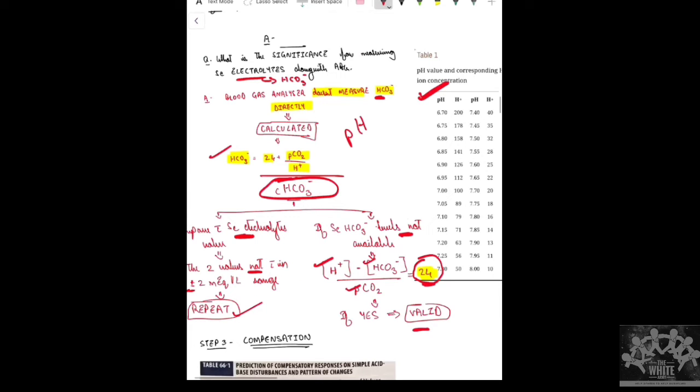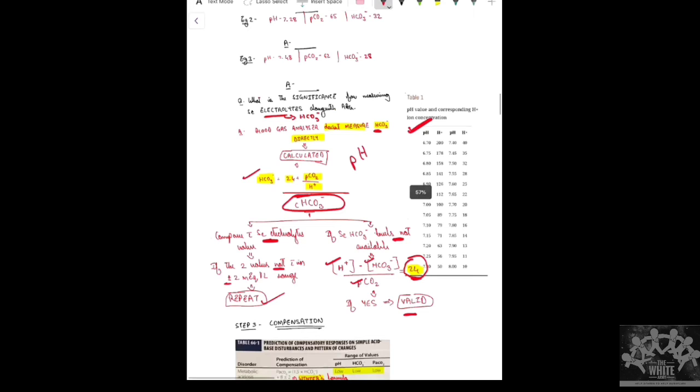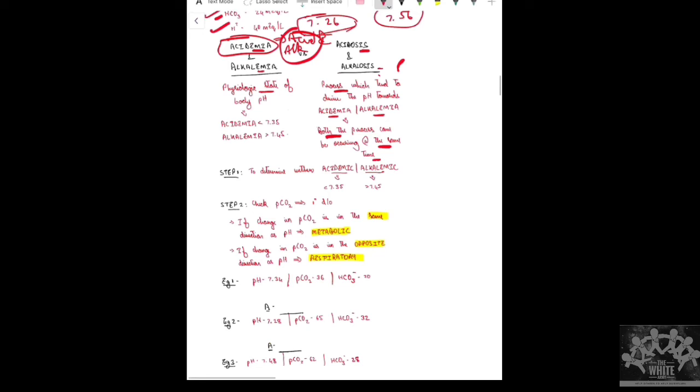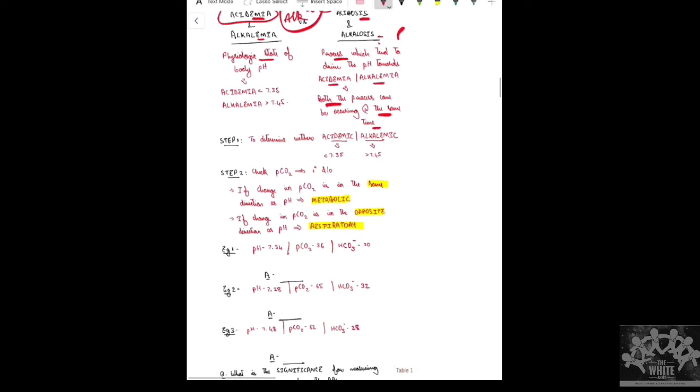Once we have checked the validity of the test, after doing the procedure and putting it into the blood gas analyzer, we come to the first step, that is we see the pH and tell whether it is acidemic or alkalemic. There is acidemia when it is less than 7.35 and alkalemia if it is greater than 7.45. After this, we see what the primary disorder is. We now know the state of the body's pH.